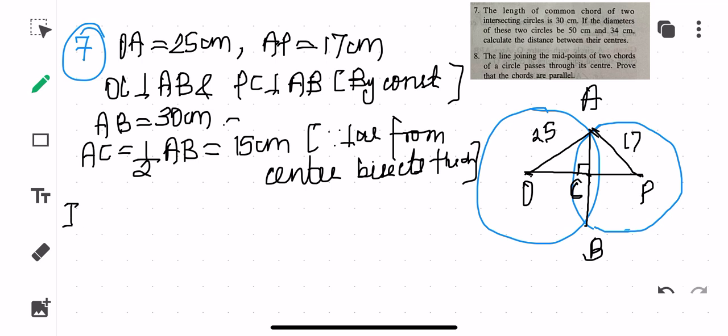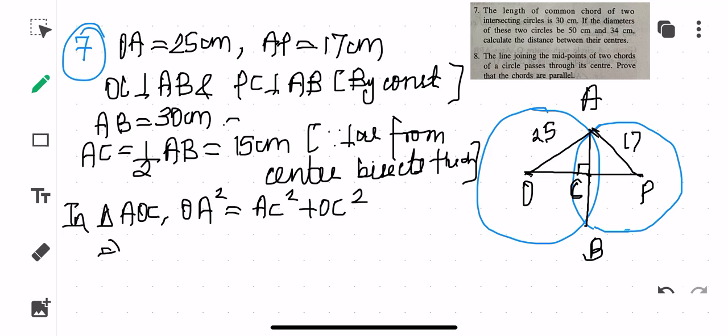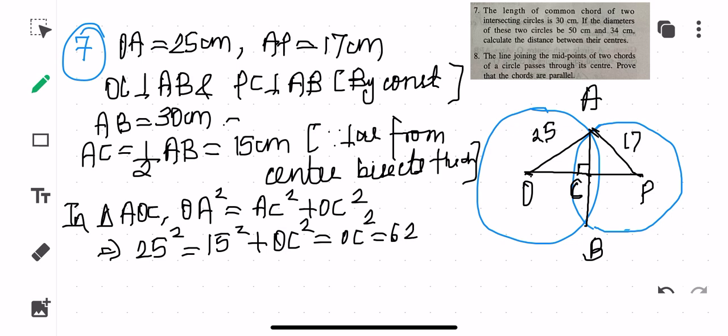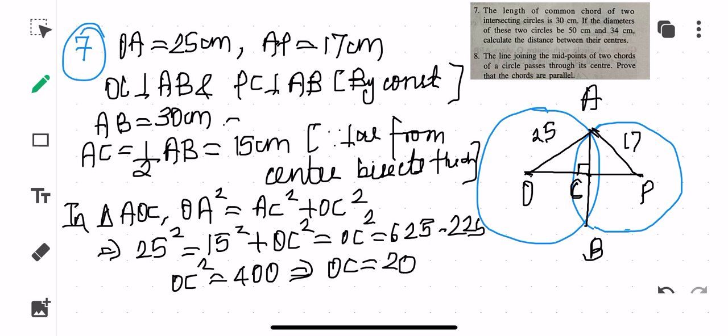Now we'll be moving to the two triangles. In triangle AOC, you can write that OA square will be equal to AC square plus OC square. So OA square is 25 square is equal to AC square, which is 15 square, plus OC square, which is what you have to find out. So OC square is going to be 25 square, which is 625, minus 15 square, which is 225. So OC square is equal to 400, which implies OC is going to be equal to 20. So this particular length you are getting as 20.